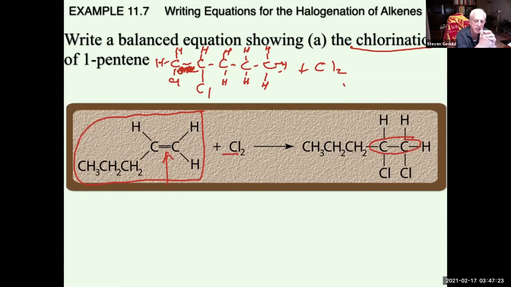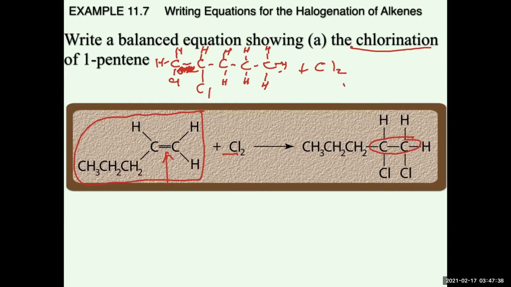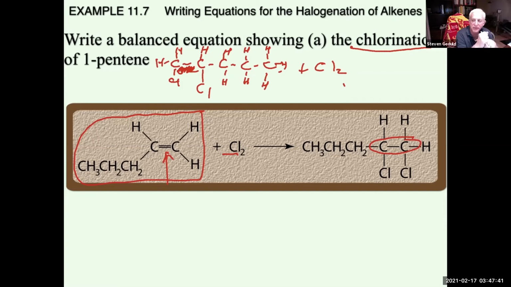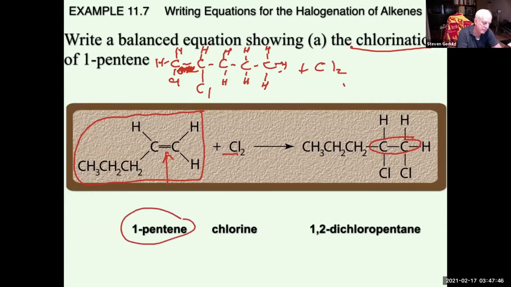So you've gone from 1-pentene. What's the name of the product? Who wants to guess? 1,2-dichloropentane. Perfect. 1,2-dichloropentane. You've gone from an alkene to an alkane, and you got a chlorine across the double bond. Okay.